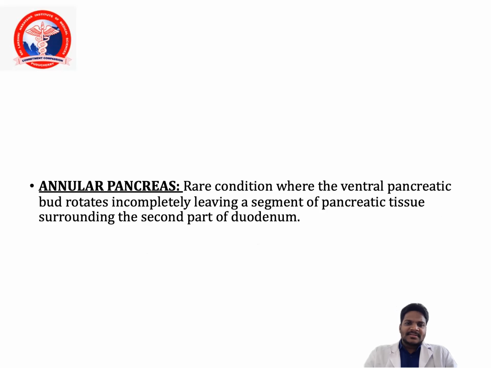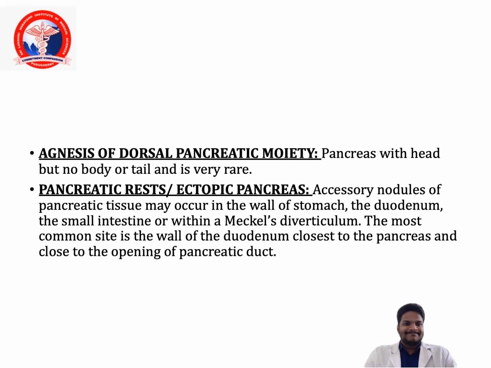In annular pancreas, a rare condition, the ventral pancreatic bud rotates incompletely, leaving a segment of pancreatic tissue surrounding the second part of the duodenum, which might be one of the most common causes of secondary D2 segment obstruction of the duodenum. Agenesis of the dorsal pancreatic moiety, where the pancreatic head is present but no body or tail is seen, is a very rare presentation.